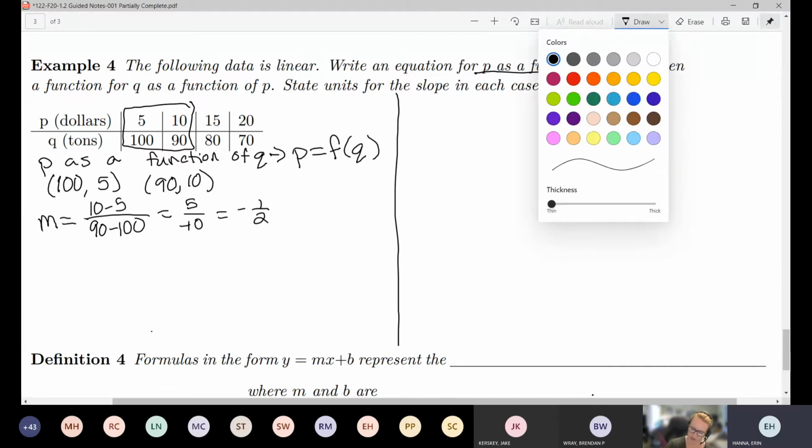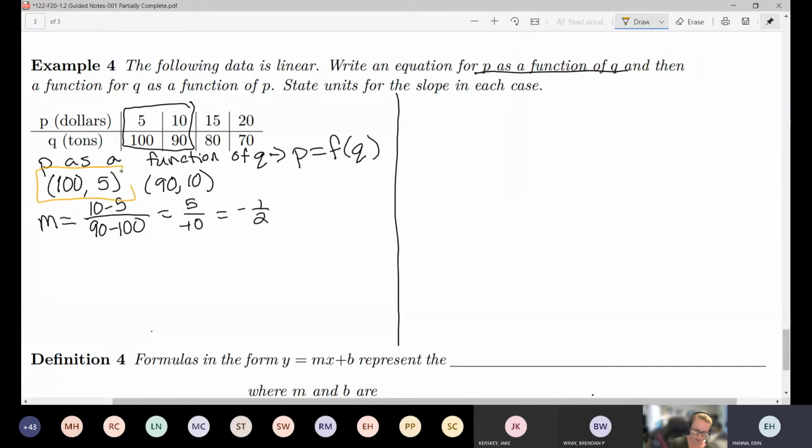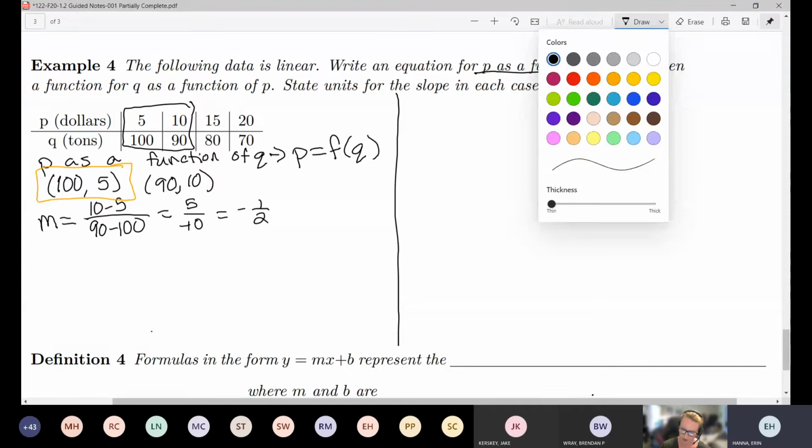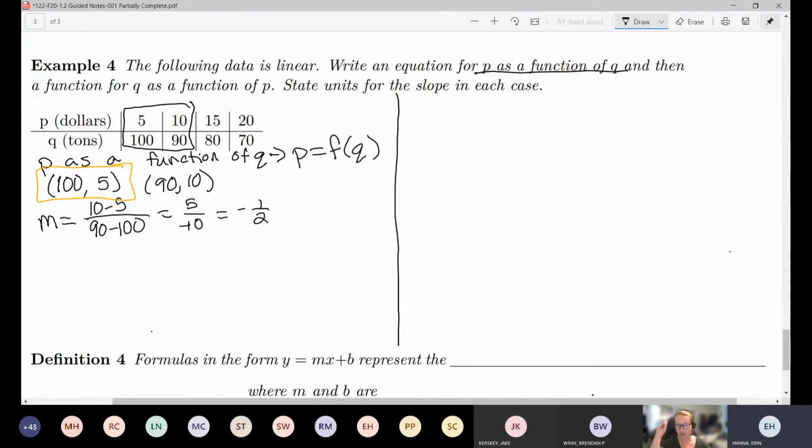And then I have to pick one of these 2 points. I'm going to say 100, 5 makes me happier, so I'm going to choose that one. Now, again, this is where I'm just going to start using the y equals mx plus b way, because I think most people are more comfortable with that. If you want me to show a different way, totally just let me know. And this time we can't shortcut it. We have to do it the long way.